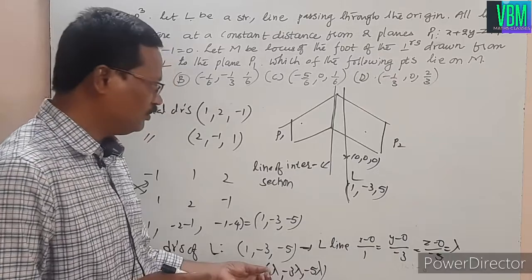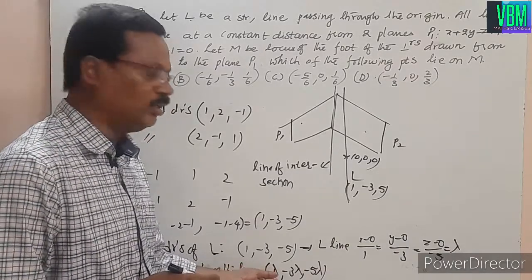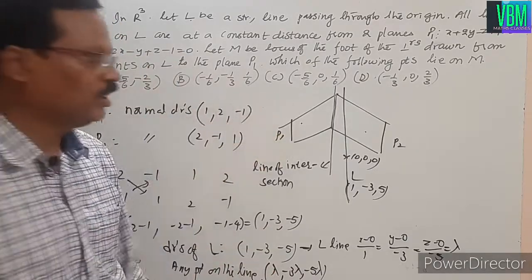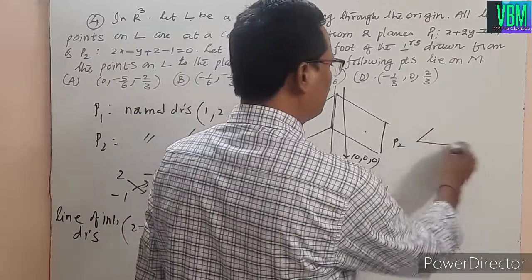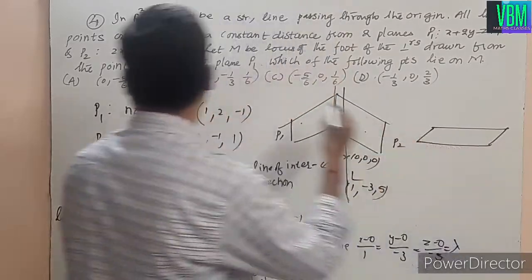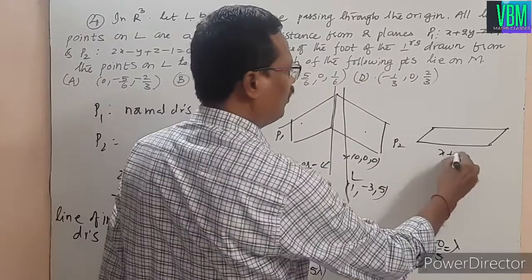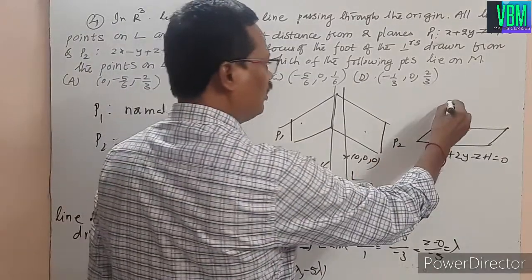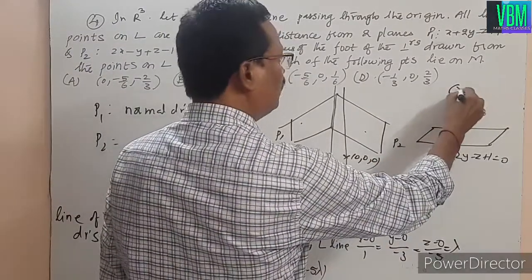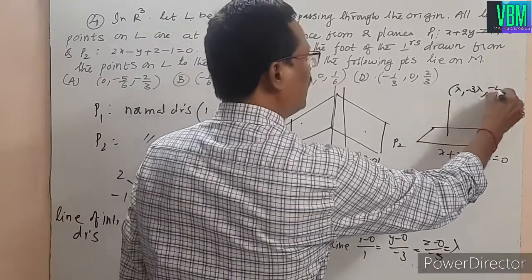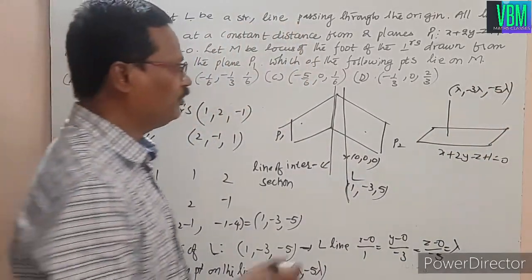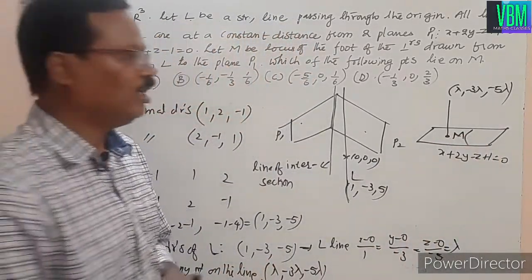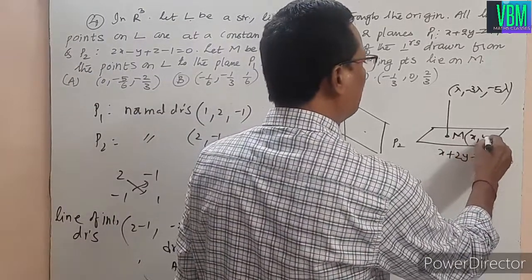Now, what is the foot of this point on the plane P1? Plane P1 is x plus 2y minus z plus 1 equal to 0, and the point on the line is (lambda, minus 3 lambda, minus 5 lambda). This is the foot M. Let us consider it as (x, y, z).